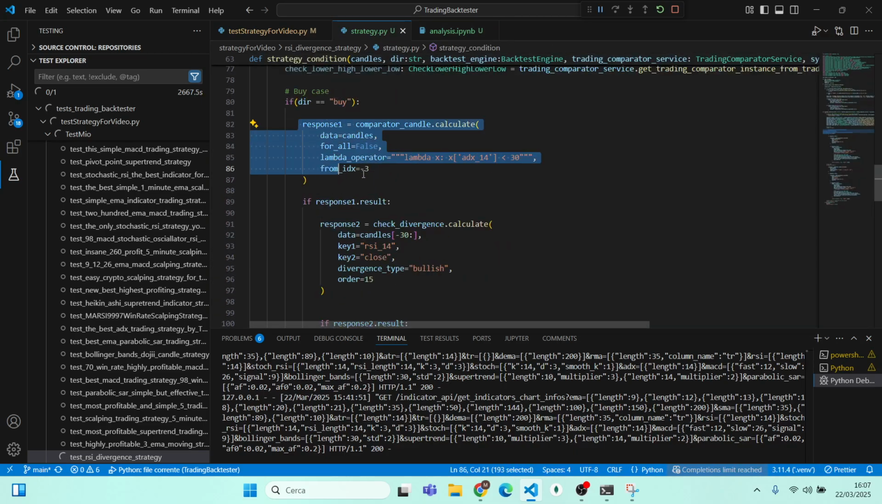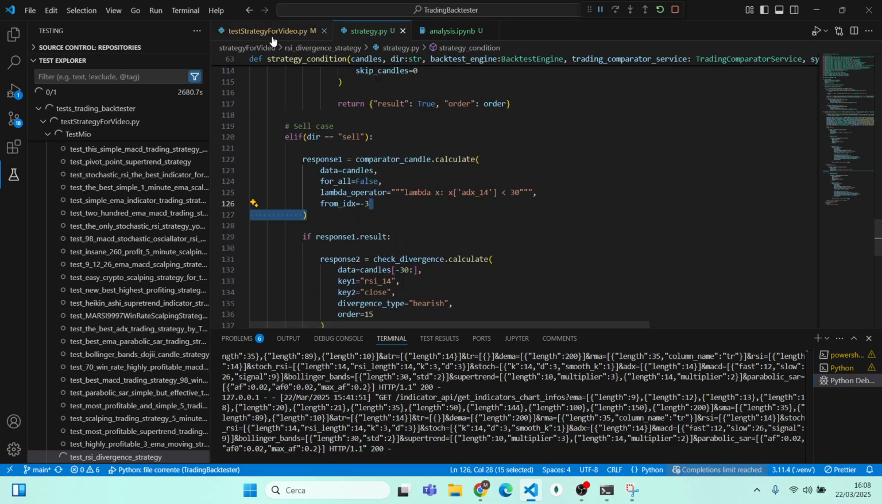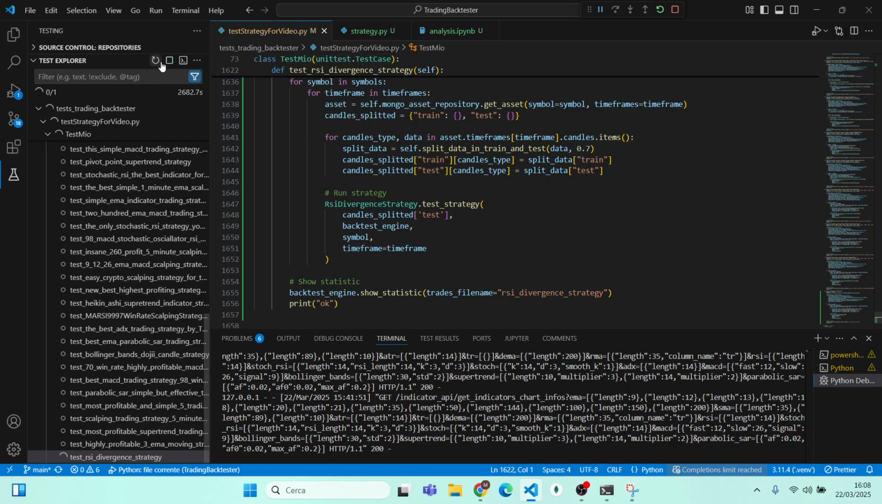I have already added it. So ADX 14 lower than 30 in the last 3 candles, and for all false, because we need at least one. Same thing for sell. So let's run the strategy again, and let's see how this strategy performs now.